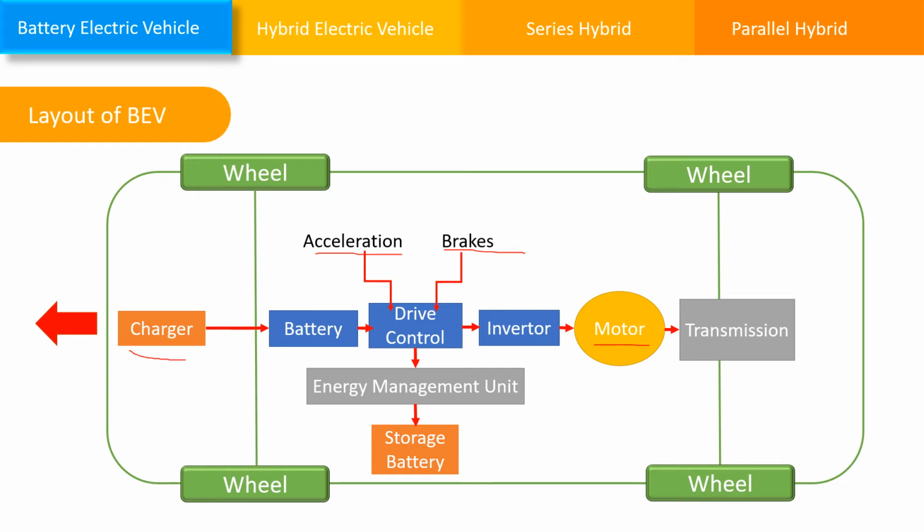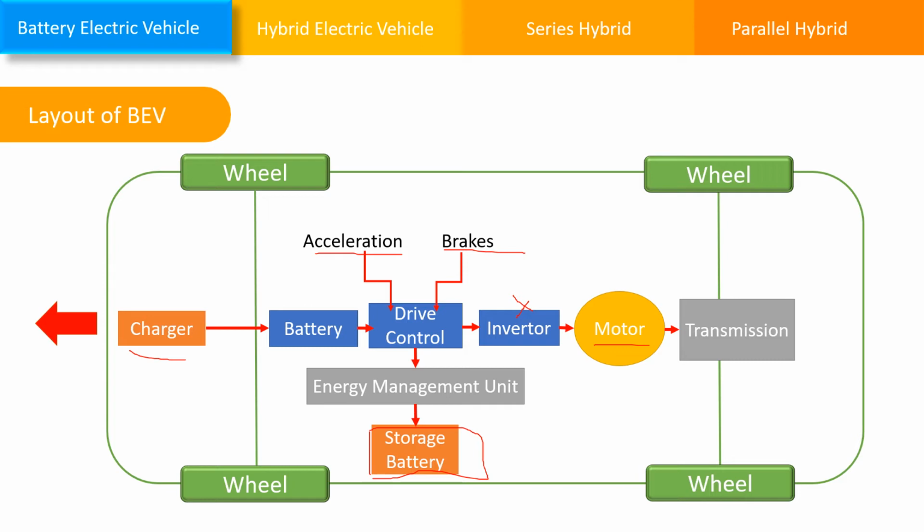Most of the time the motors are AC, sometimes DC motors are also used. In that case, an inverter is not required. Also, the drive control gets the feedback from acceleration and brakes, and mostly all battery electrical vehicles have a regenerative braking system. That means the kinetic energy reduced during braking is stored back in the battery itself and given to the motor at the time of need again. So it is continuously regenerated energy.